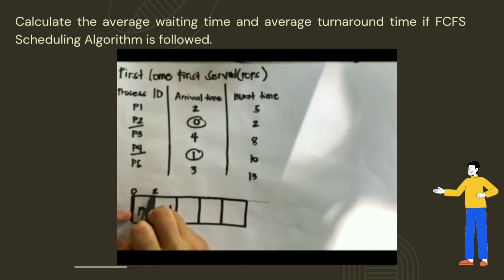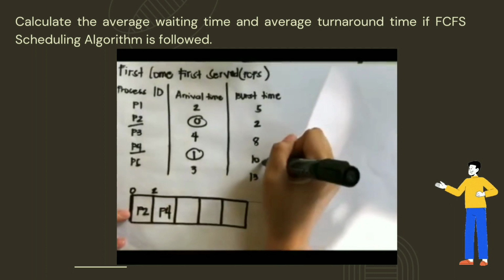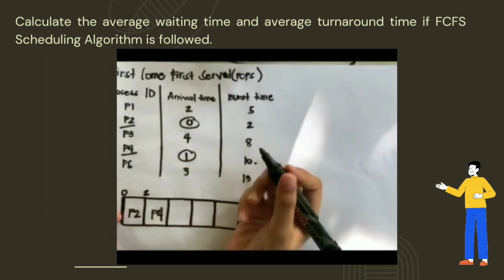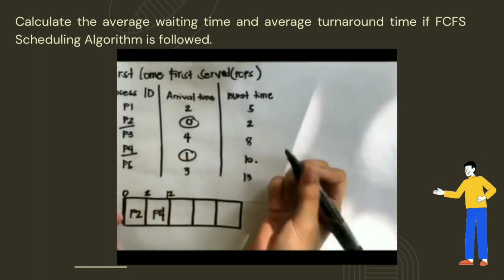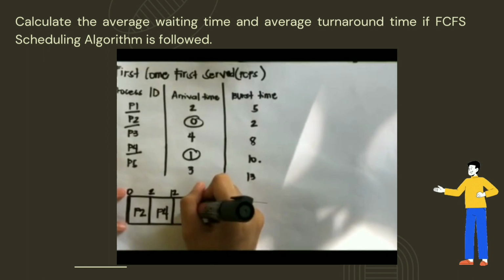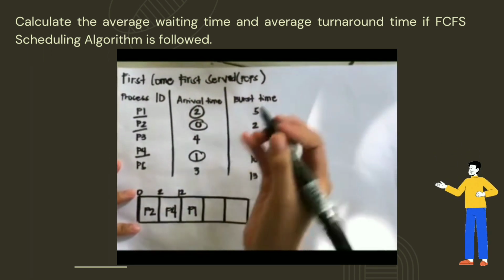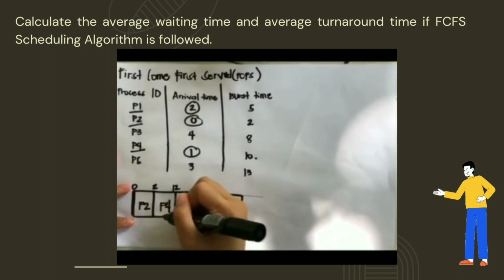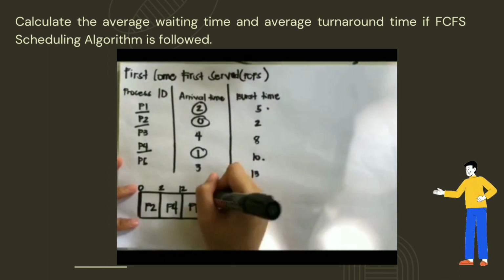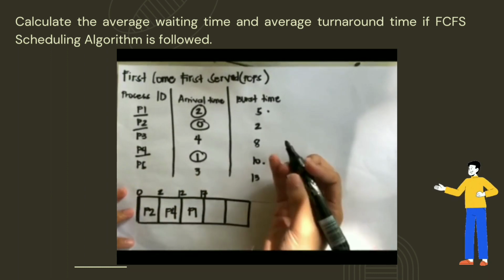So, yung completion time ng P2 is i-add natin sa burst time ng P4. So, 10 plus 2 is 12. Next naman is yung P1 dahil 2 yung arrival time niya. So, etong completion time ng P4 is i-add natin sa burst time ng P1. So, 12 plus 5 is 17.